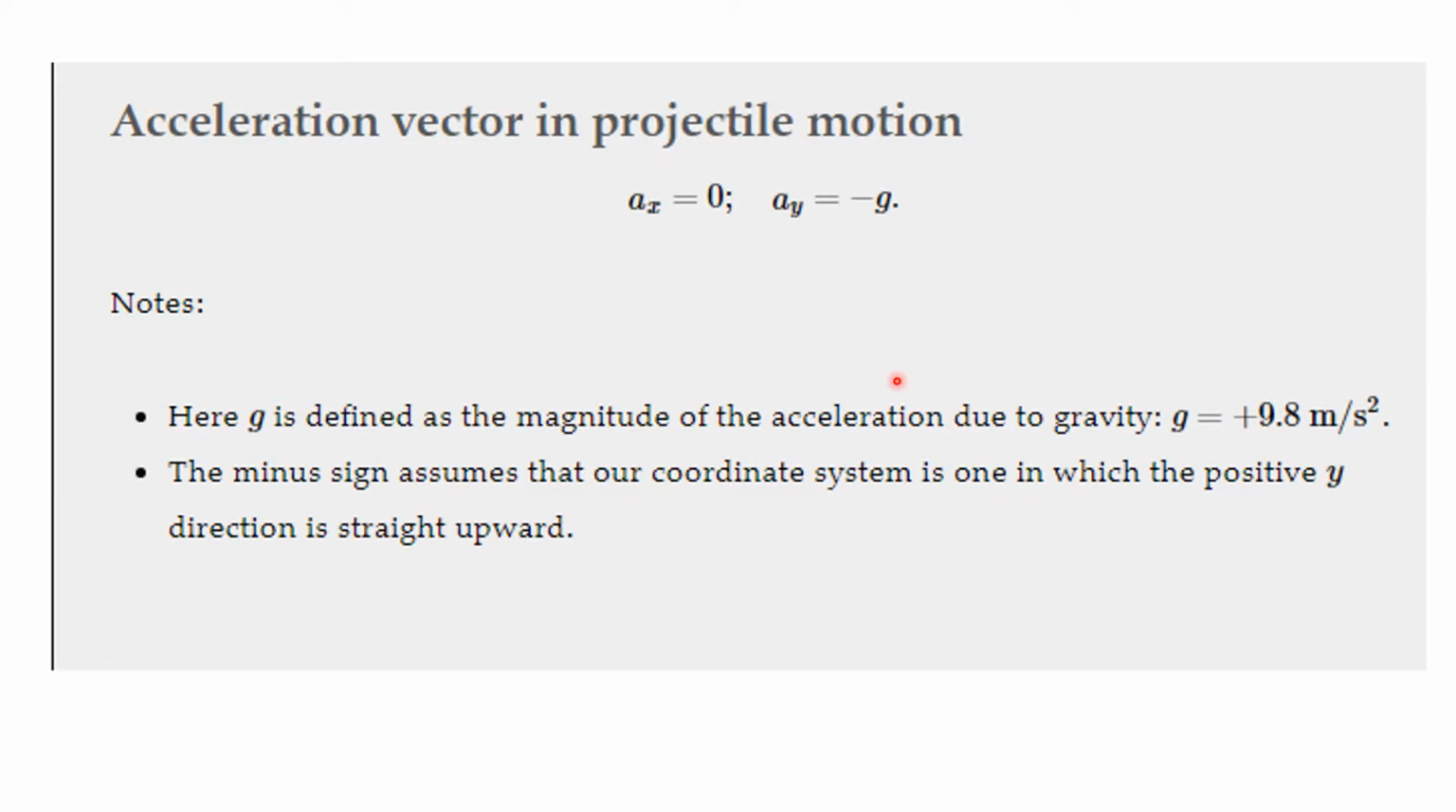So the acceleration vector in projectile motion is only the acceleration due to gravity, and there is no acceleration in the x direction. We're assuming there is no air resistance here. That's a harder problem that we study in differential equations. A couple of notes then. Here g is defined as the magnitude of the acceleration due to gravity, and g as a number is 9.8 meters per second squared, but the acceleration in this problem is minus g. And the minus sign assumes that our coordinate system is one in which the positive y direction is straight upward.